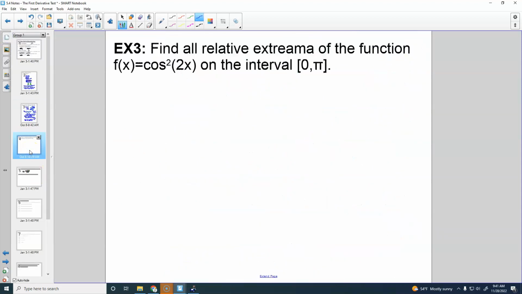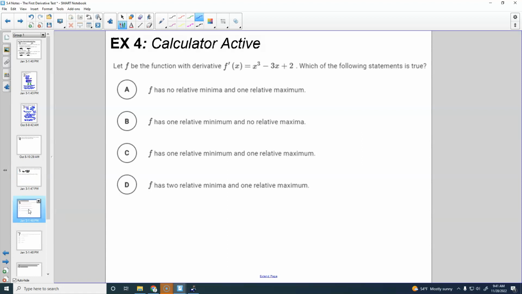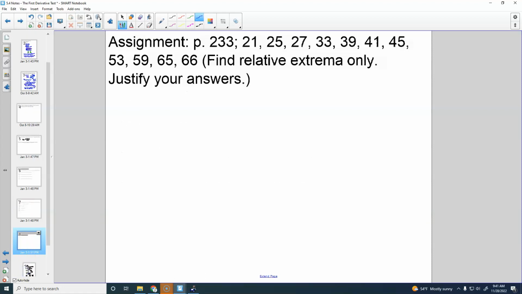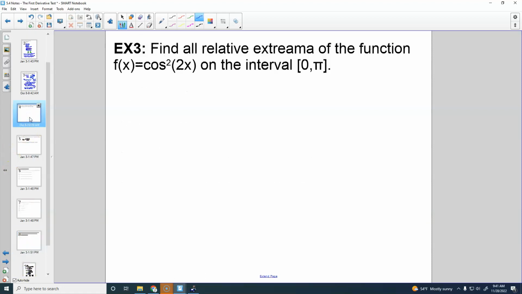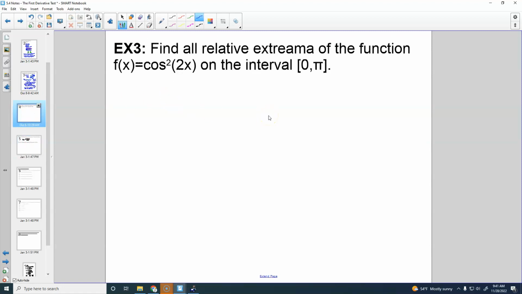All right. Let's see. Let me see what we got. We need to do this one.